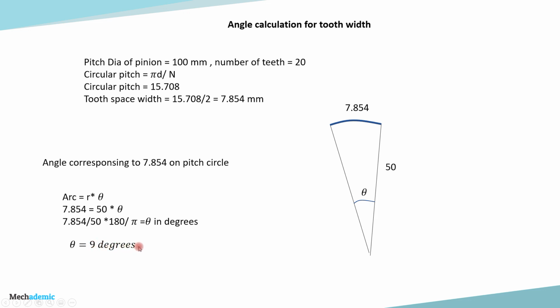So another easier way of doing this would be 360 divided by 20. 360 divided by 20 gives us 18 degrees. So 18 degrees is for the circular pitch. So the angle relating to the circular pitch is 18 degrees. Then 18 divided by 2 is for one tooth width. So that's another way of doing it.